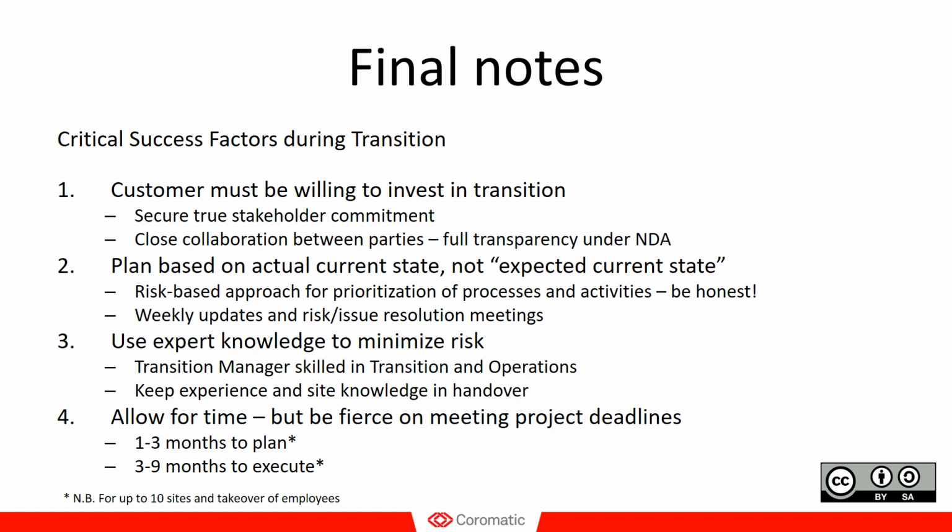And again, point number 4, allow for time. But once you have a time plan, be fierce in meeting the project deadlines. It's very rarely, I would say, a benefit to drag on the transition project for a longer period than originally planned. But you should expect 1 to 3 months to make the plan and scoping and getting the steering group in place and really getting the approval of, yes, this is what we want to achieve. And then it will take you 3 to 9 months to execute.